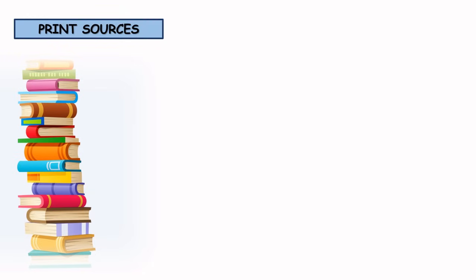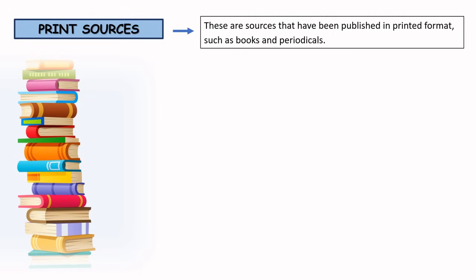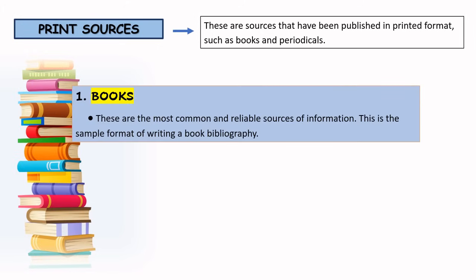Now, these are the types or formats of sources of information, print and online. Print sources. These are sources that have been published in printed format, such as books and periodicals. Books. These are the most common and reliable sources of information. This is the sample format of writing a book bibliography.